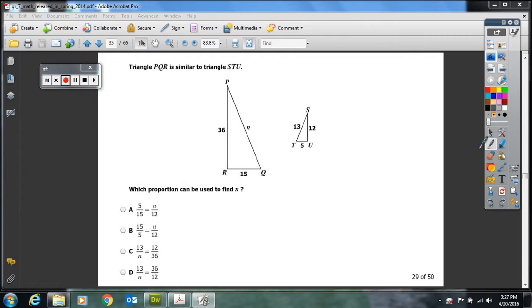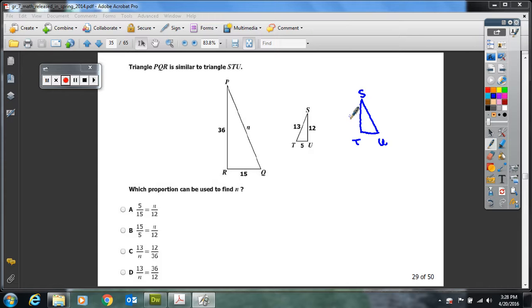You know what I'm going to do? Before I actually work on this, I'm going to redraw triangle STU so that it's oriented the same way triangle PQR is. So rather than having it drawn this way, I'm going to draw it this way. Let me fix that a little bit so it looks better. There we go. So we still have T, we still have U, we still have S.